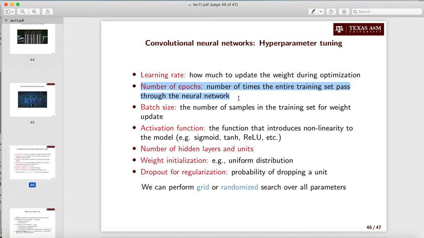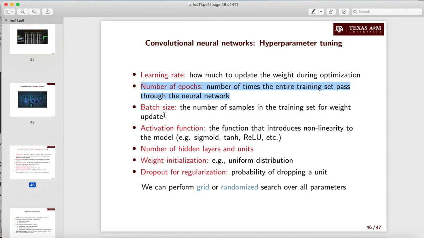So what happens usually is that one epoch, going through this iterative operation once, does not really provide any significant results because it doesn't make sense to just update the weight once. So the number of times these weights are being updated is called the number of epochs.